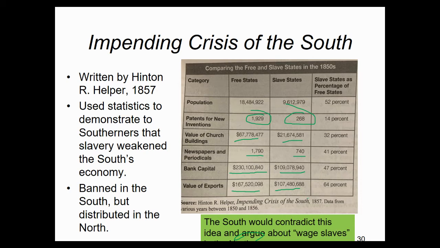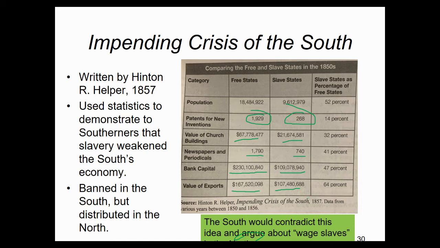The South will also contradict the ideas in this book and argue about the wage slaves, suggesting that in the North they have factories and they're paying people, but they're paying people so poorly that people are living in poverty and squalor, and that it's actually worse off than slaves. So that's going to be their argument.